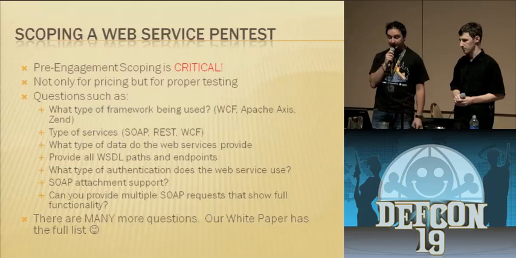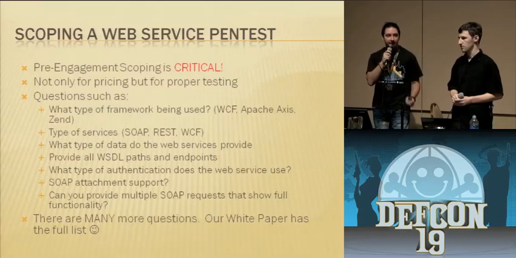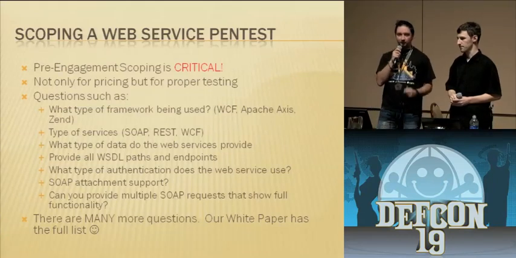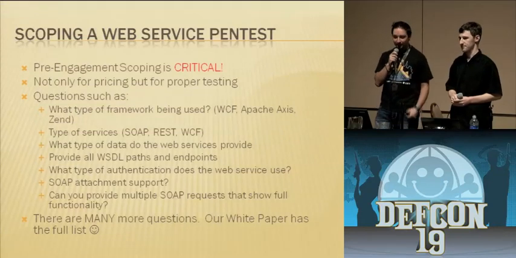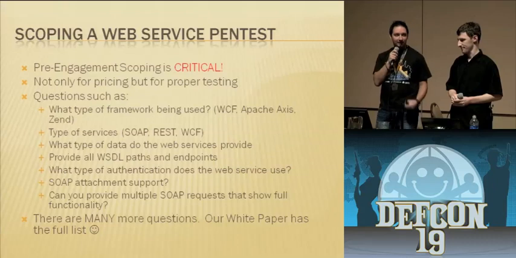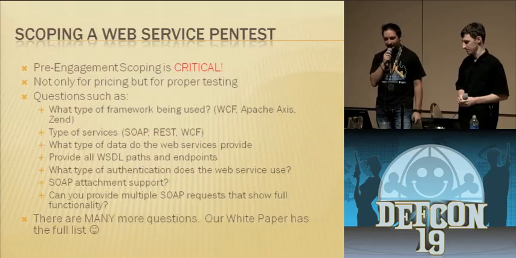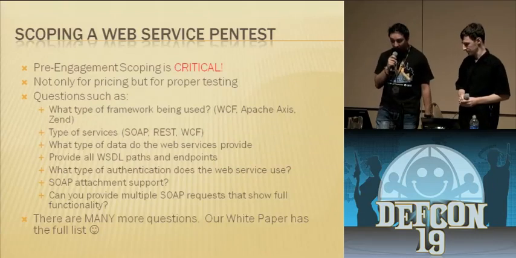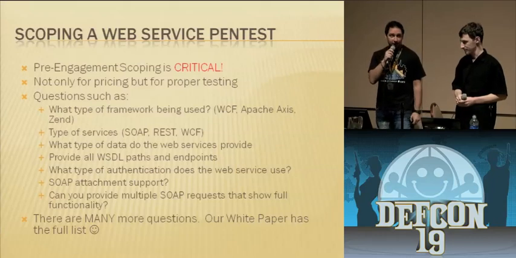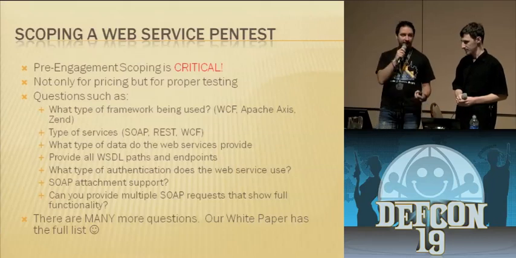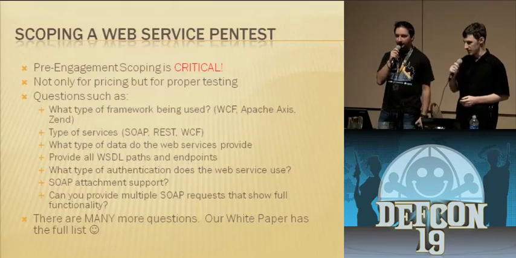What type of authentication does it use? We find that some clients are setting up strange custom authentication, and if you don't know that ahead of time, you're going to be in a bind once you start figuring out how that web service works. Definitely have the client provide multiple SOAP requests in advance, showing the full functionality, so you can do your testing and you're not wasting time trying to figure out all that stuff on your own.